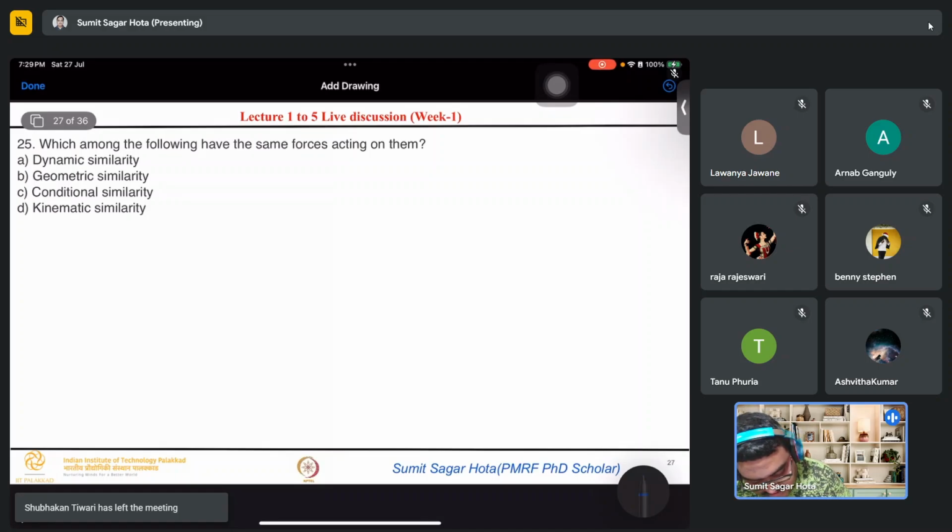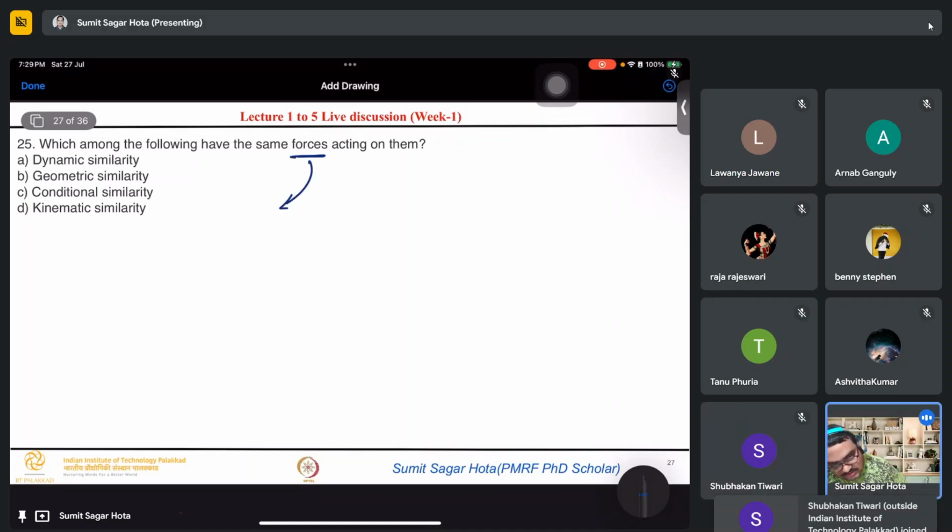Which among the following have the same forces acting on them? Okay, there are different kinds of similarity analysis: dynamic, geometric, conditional, and kinematic. Obviously the dynamic similarity always deals with forces. Force means it's related to dynamic analysis. So we call it dynamic similarity.